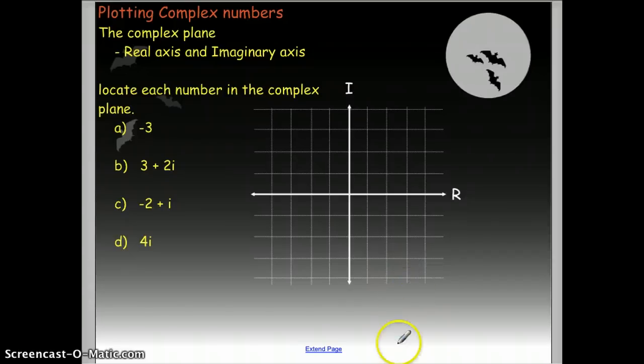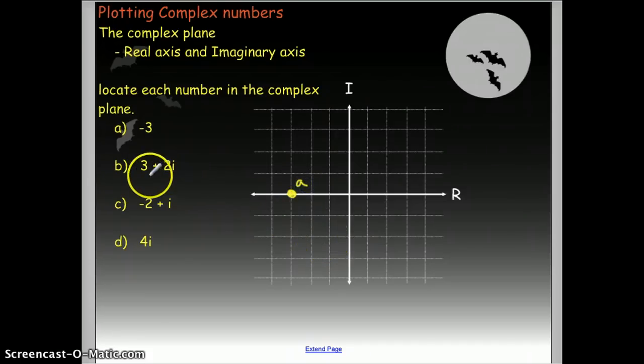This page, we're going to graph imaginary numbers. So on the x-axis, that's your real numbers. The y-axis are your imaginary numbers. So for A, I'm just doing negative 3. Negative 3 is a real number, so I'm just going to go to negative 3 on the real number axis. That's it.